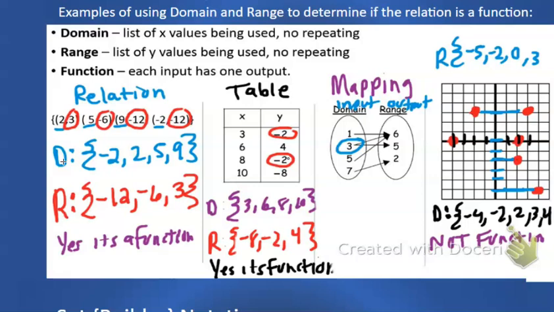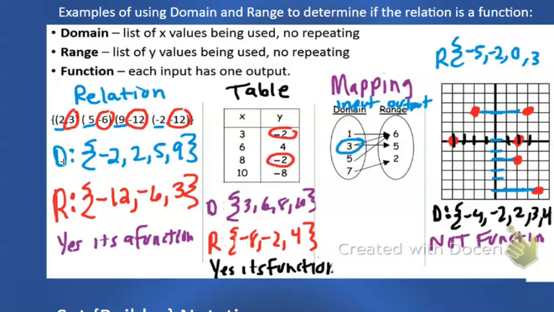Here are some examples of using domain and range to determine if a relation is a function. Domain: the list of x values being used, no repeating. So for this set right here, the domain is 2, 5, 9, and -2, and then you would write those in order from least to greatest.